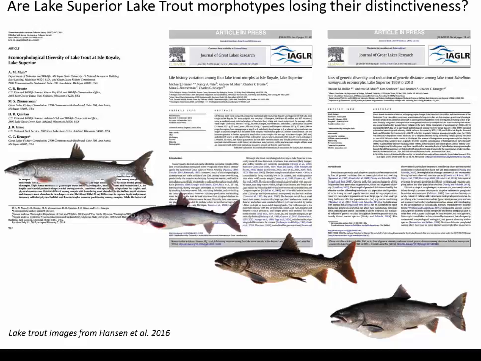So in the end, in my mind, it seems like the lake trout in Lake Superior do seem to be losing some of their distinctness in terms of at least body shape, and I think I show here in terms of percent lipids as well. Andrew Muir was the first person that I saw to raise this issue.